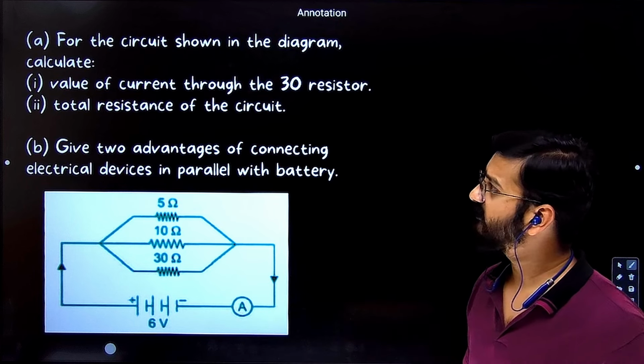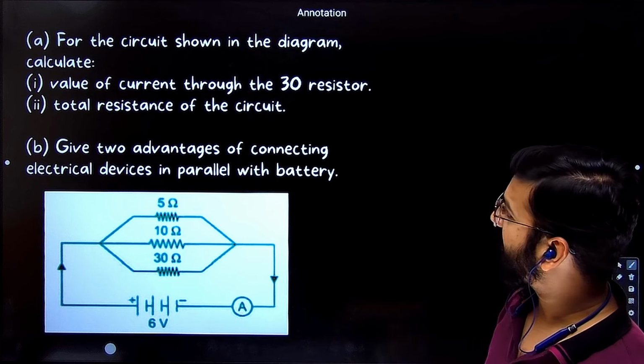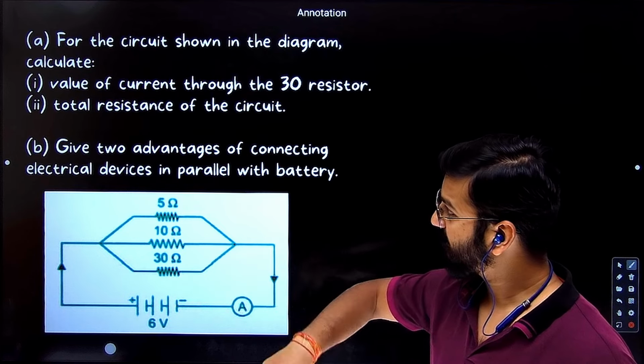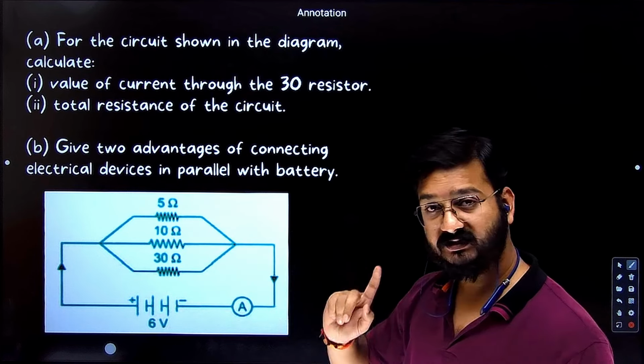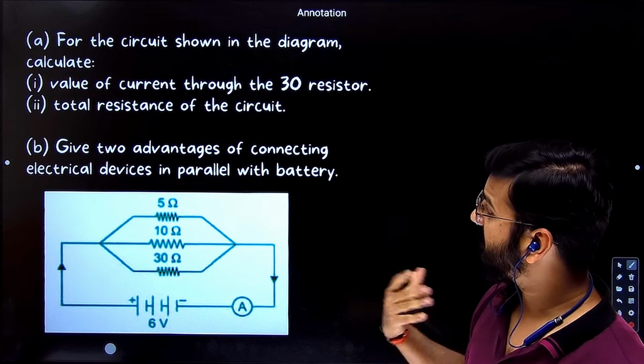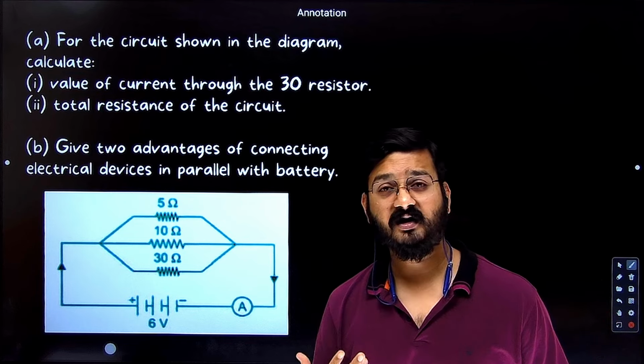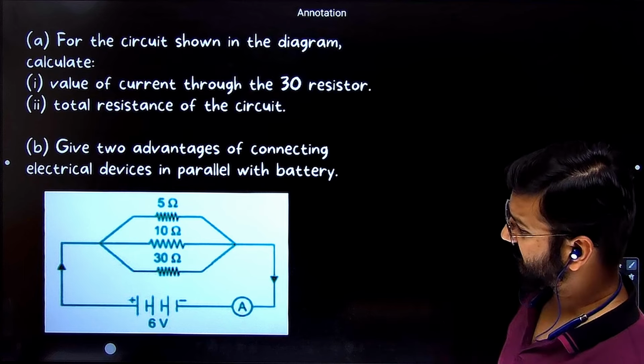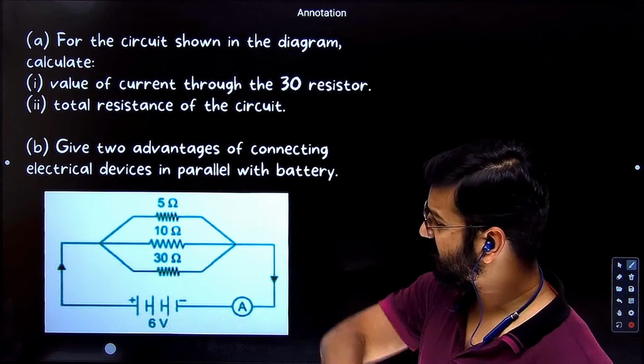The next question, if you see: for the circuit shown in the diagram, calculate the value of current passing through 30. Find the current passing through 30. Second, what is the total resistance of the circuit? Third, what is the advantage of connecting electrical devices in parallel as compared to series? So let's first discuss that. What is the net resistance of the circuit?